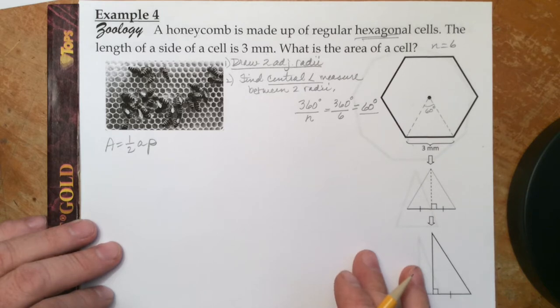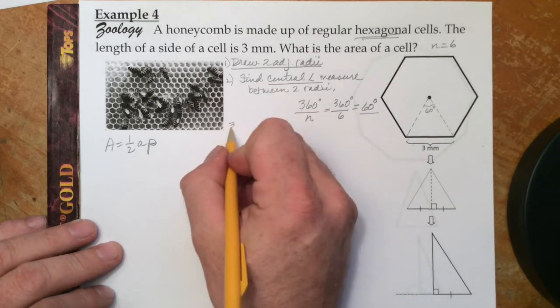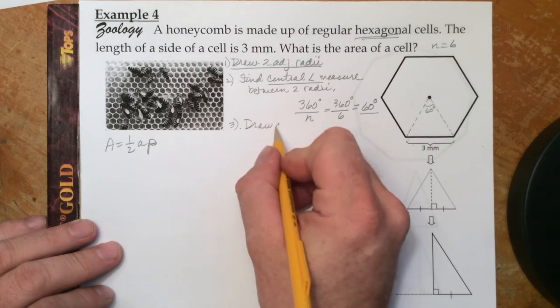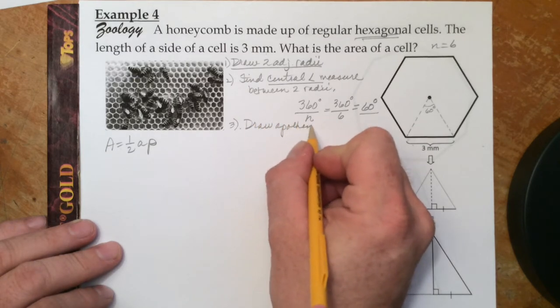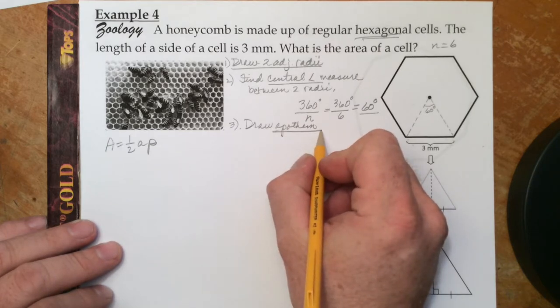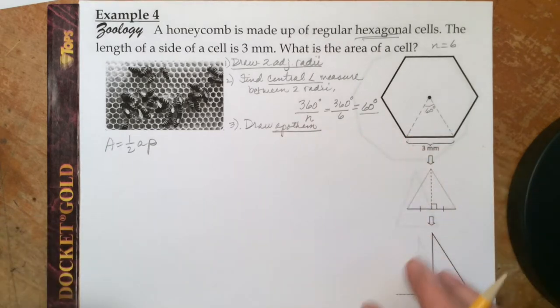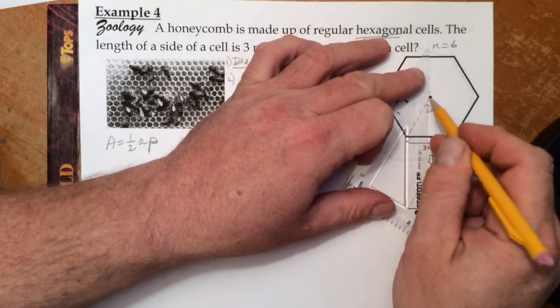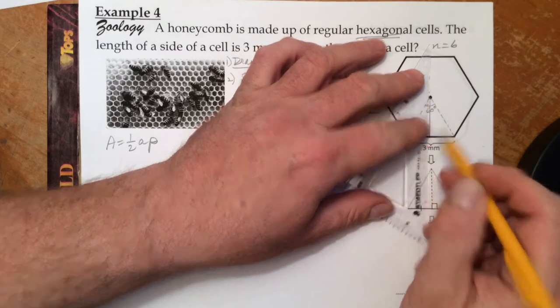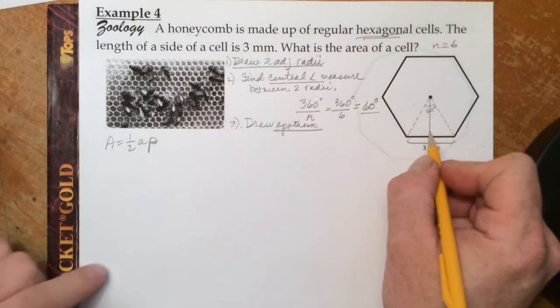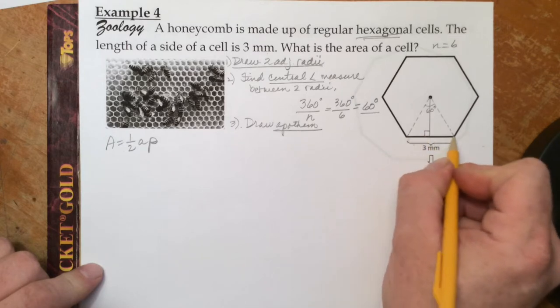Once we do that, the third thing we do is we draw the apothem. We normally call it A, and find the resulting angle and side length. So we have to know what we're doing with an apothem. Let's go ahead and draw an apothem here between the two radii. One thing that is true about an apothem is that it's perpendicular to the opposite side by definition.